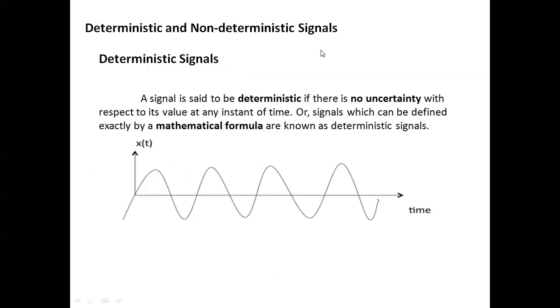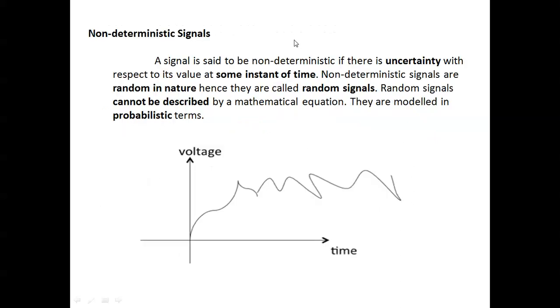Then deterministic and non-deterministic signals. A deterministic signal has no uncertainty. A signal which can be defined exactly by a mathematical formula is a deterministic signal. A signal is said to be deterministic if there is no uncertainty with respect to its value at any instant of time. If we can define it by a mathematical formula, that is called a deterministic signal. Otherwise, it is a non-deterministic signal.